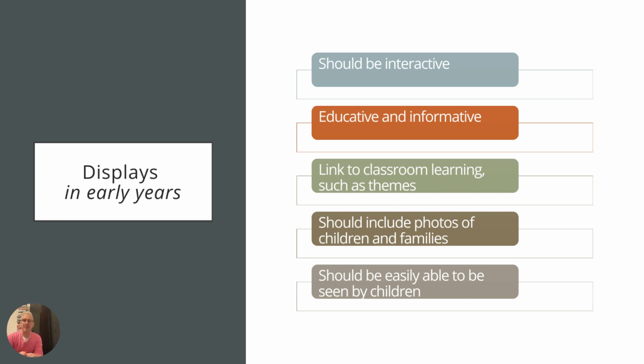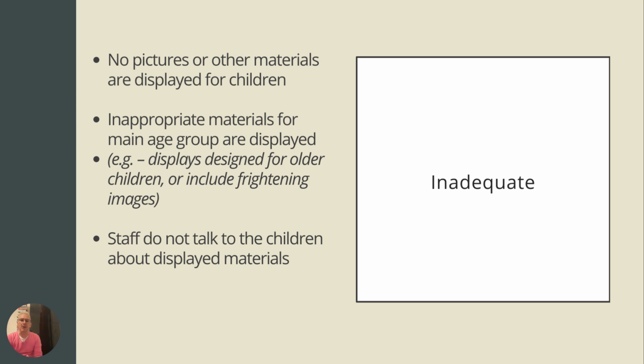Now what we're going to do is look at the ITERS quality assurance framework, which is all about making judgments on how good an early years setting is. So let's start by looking at inadequate, which on the ITERS rating scale would be a number 1. We're looking at what is inadequate when we're thinking about displays in the early years classroom.